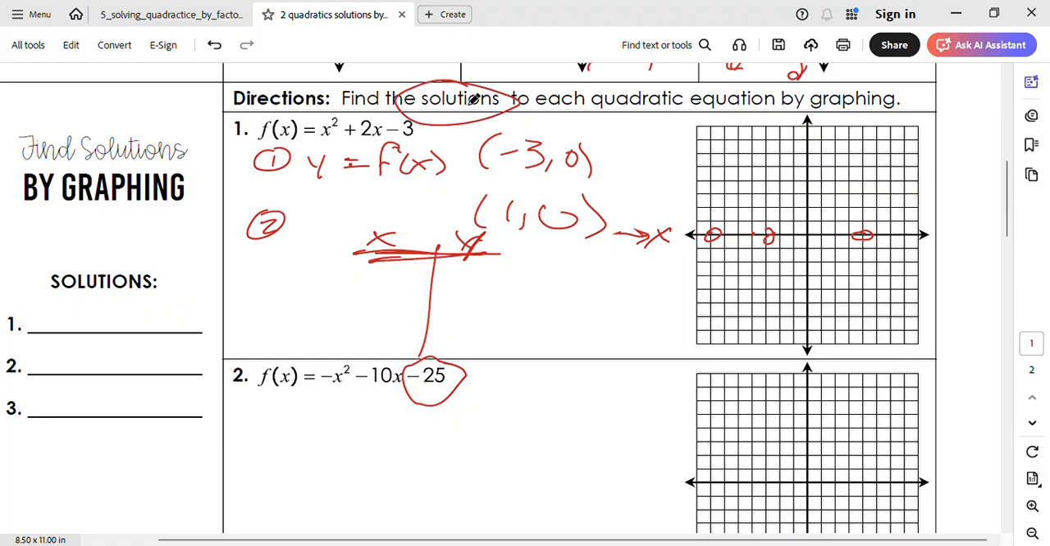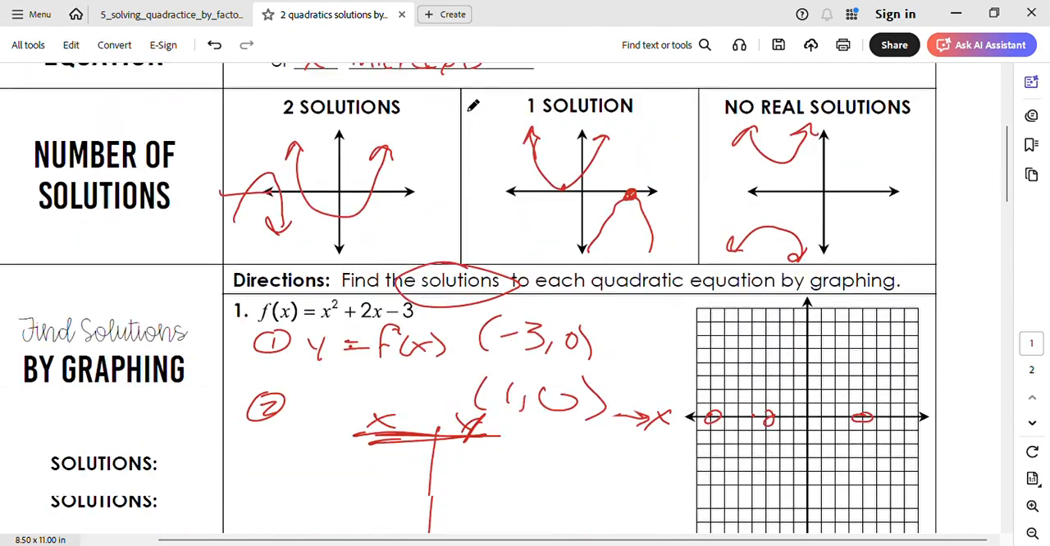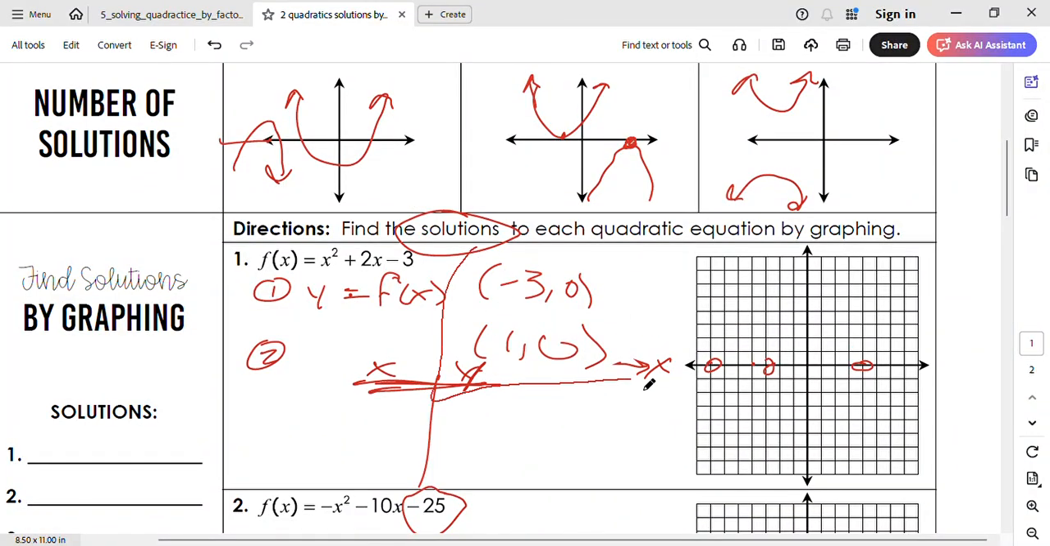Find the solutions by graphing. Now there's also by factoring, which we haven't gone over just yet. But find the solutions by graphing. Okay, well, there were 2 solutions here. Boom, boom, you put these solutions down. You're done.